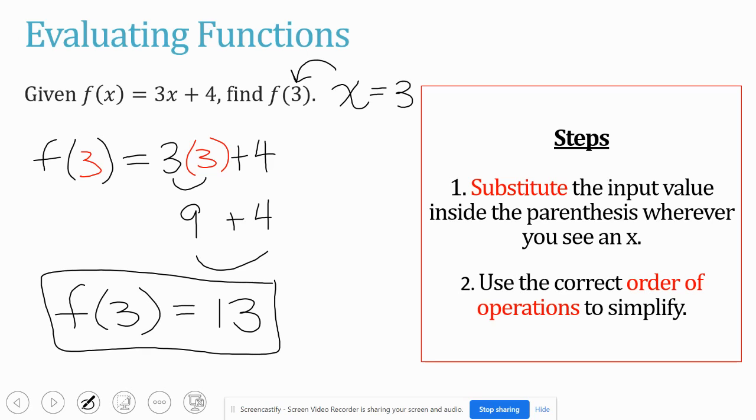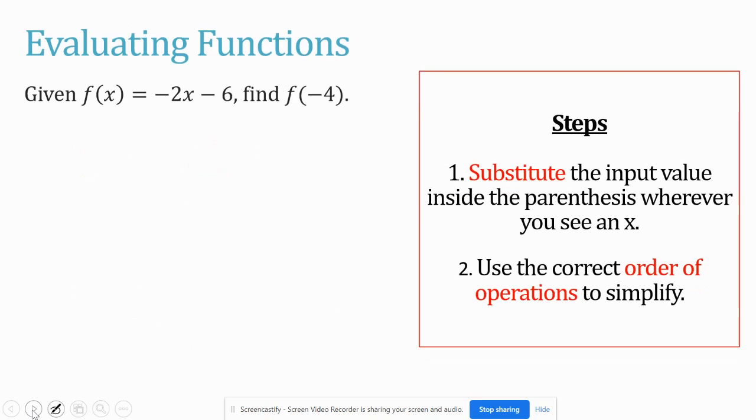So that means our input is 3, so our x value is 3, and that means our y value would be 13, because remember, f of x is just the same as saying y. So if our input is 3, that means our output is going to be 13. Okay, and remember we're using order of operations here. That's why I did the multiplication first and then added. Okay, let's take a look at another example.